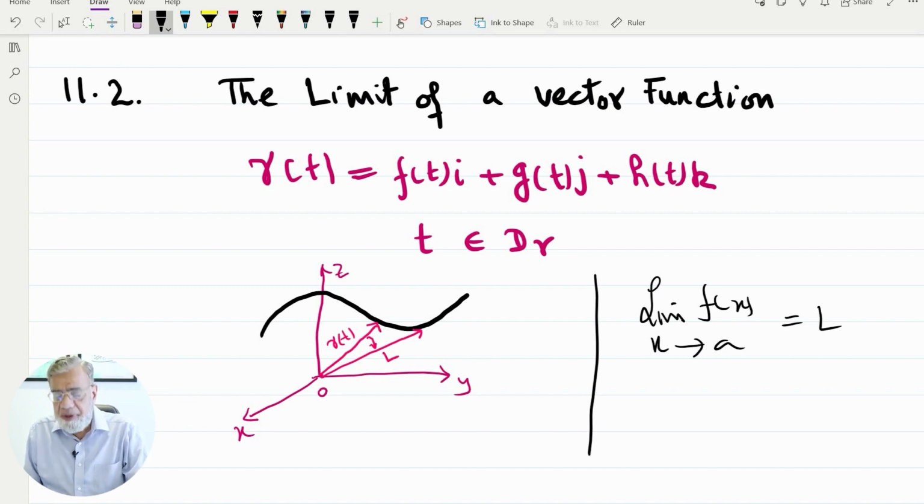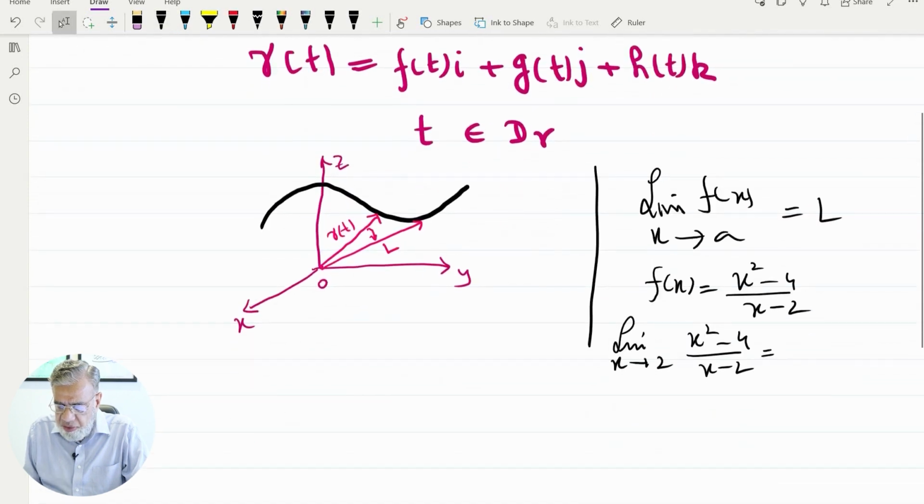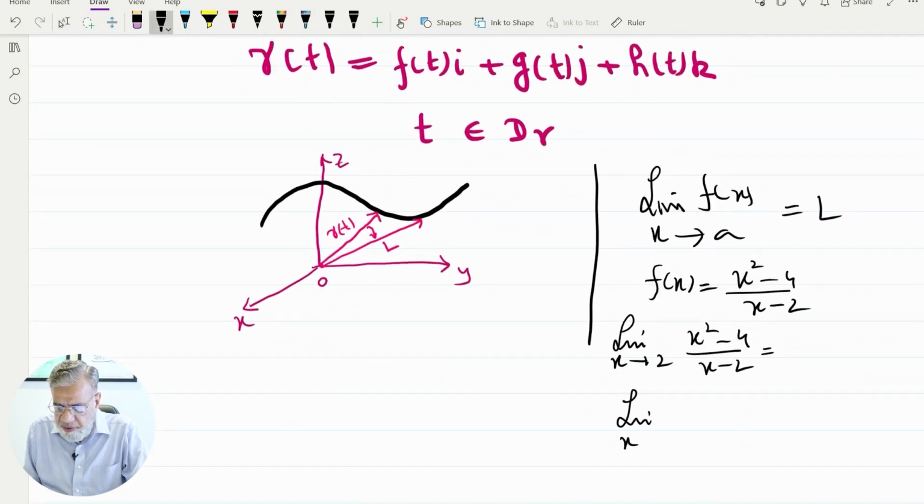You know that sometimes for a function like x squared minus 4 over x minus 2, when we want to find the value of this function at x equal to 2, the value does not exist because it's 0 over 0. But when we want to find the limit, we can find it. We can't find the value, but we can find the limit of this function when x tends to the value which makes it 0 over 0. We cancel it, and then we can write this is equal to the limit as x tends to 2.